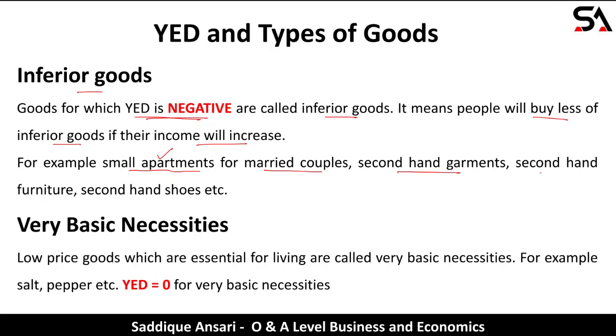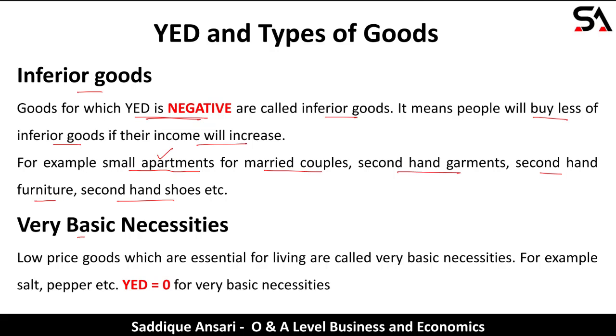Second-hand garments, second-hand furniture, second-hand shoes, second-hand mobile phones, low-quality products like Maaza juice, that will be inferior goods. People use these inferior goods when their income is low, and when their income increases, they leave buying inferior goods and they shift to the normal goods.